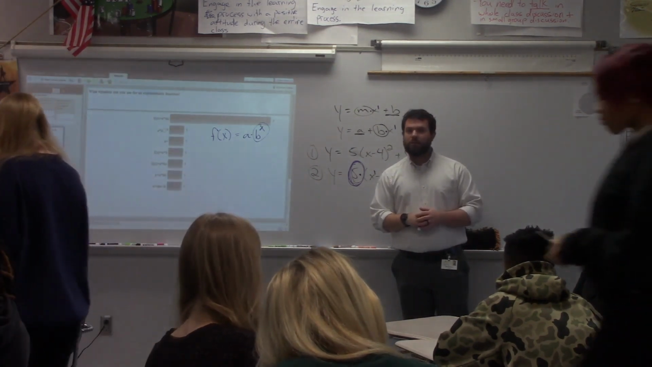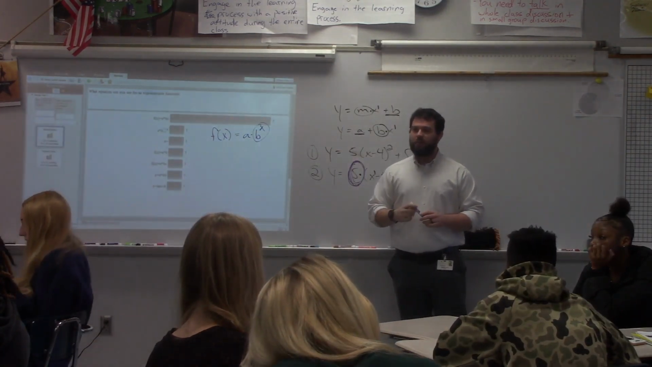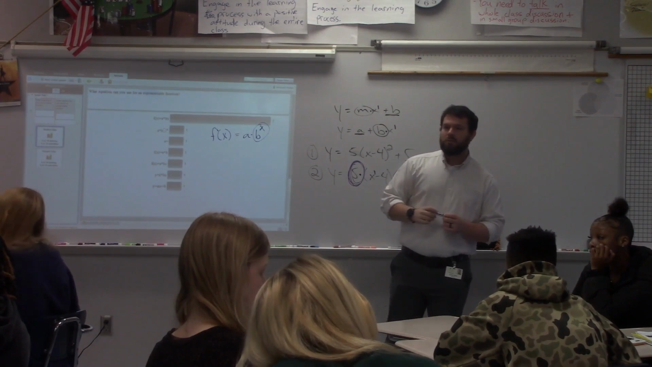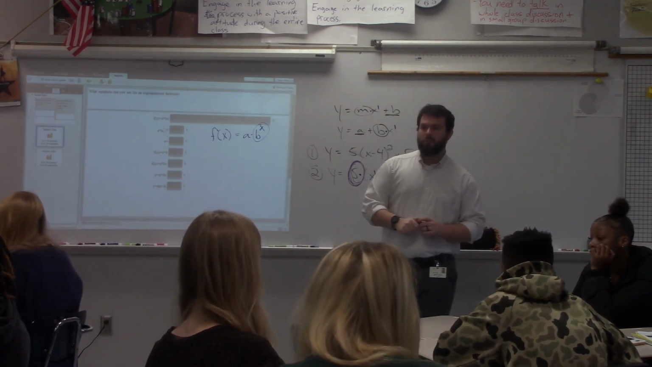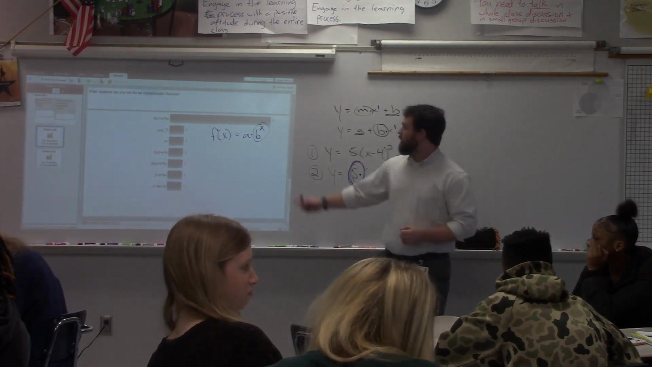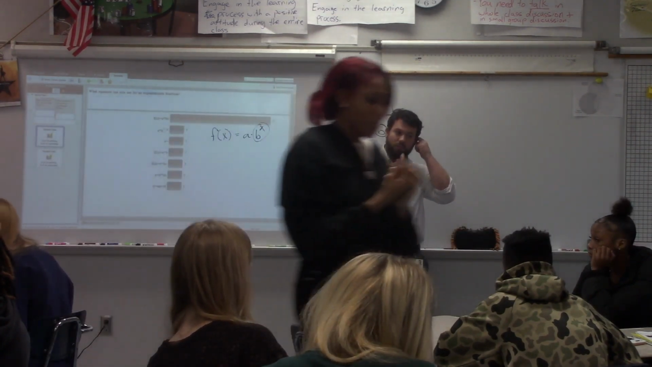Can anybody help Z out how we know that that has a constant multiplicative rate of change by B? The exponent, because an exponent is what? Repeated multiplication. So Z, how do I know that b is my constant multiplicative rate of change?